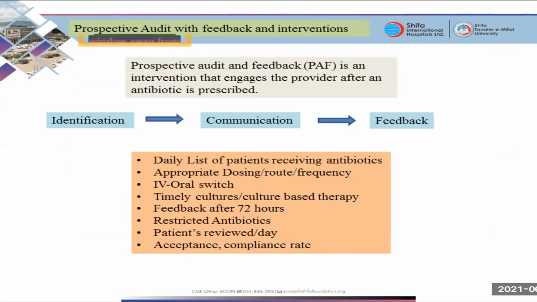Then another strategy that can be used in place of prior authorization, or you can use it in addition to this strategy, is prospective audit with feedback. It means that you are not restricting the use of an antimicrobial, you are simply monitoring it and reviewing its appropriateness after it has been dispensed. Now, appropriateness means making sure that the cultures were sent before starting an antibiotic, and also they were verified and they showed no growth.